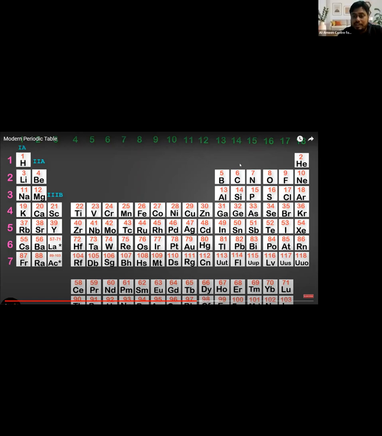Group number 14 has similar kinds of properties. Like fluorine, chlorine, bromine, iodine, we call them halogens, because they produce salts, like NaCl, NaF, NaBr. It can produce salts. Halogen means sea salts.